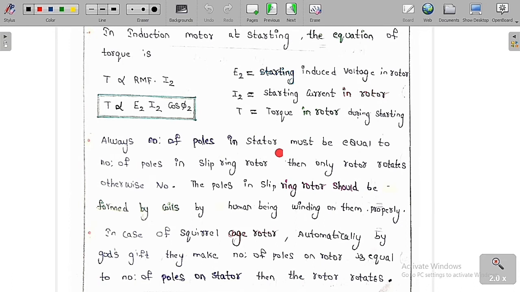Always the number of poles in the stator must be equal to the number of poles in the slip ring rotor. Then only the rotor is going to rotate, otherwise no. The poles in the slip ring rotor should be formed by coils, wound on them properly by a human being.